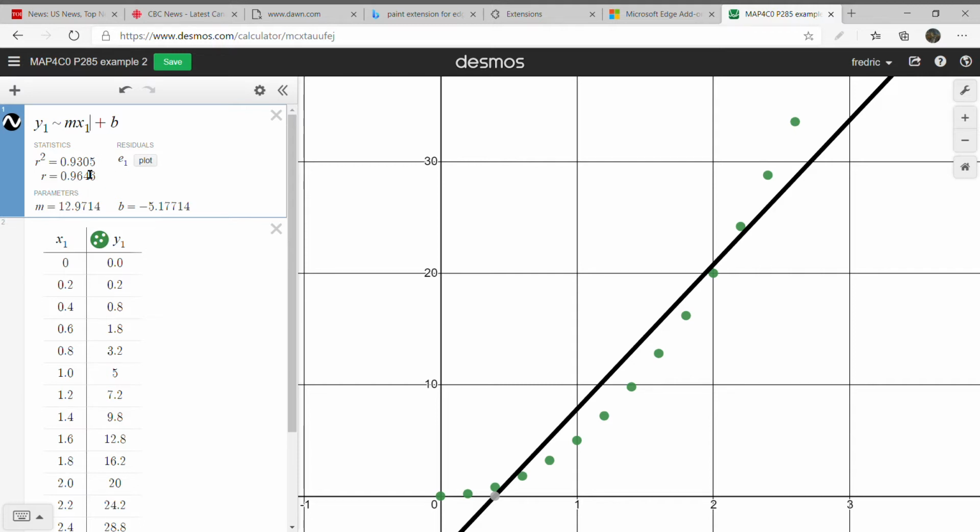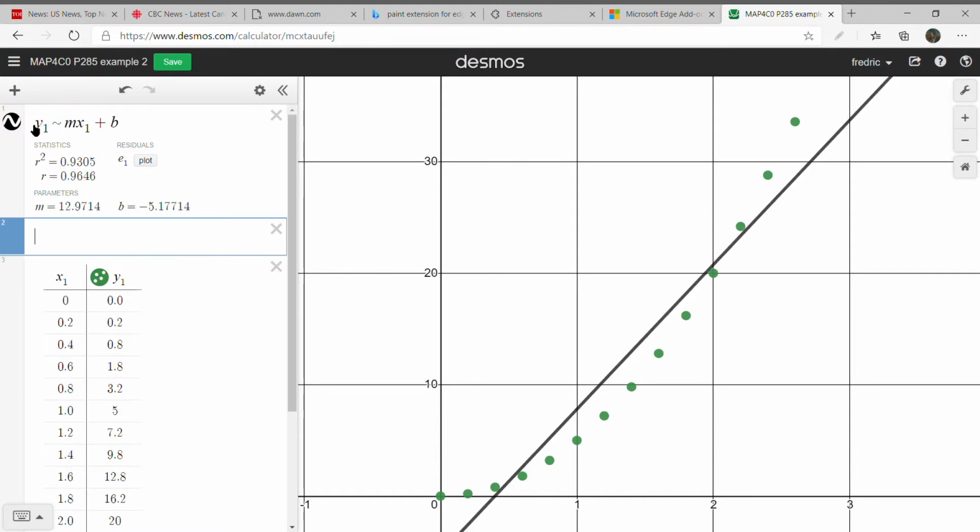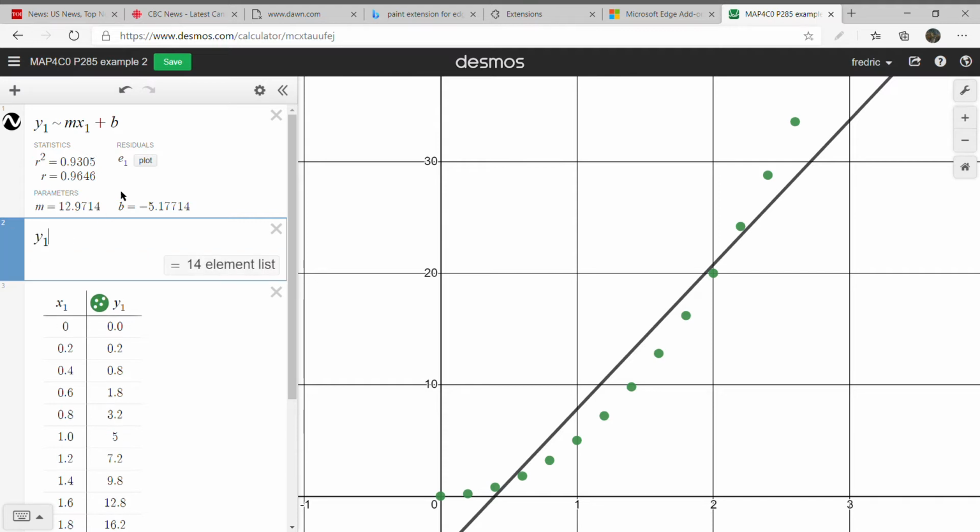It looks to us right away that it feels like a very good fit. But I'm not happy with this fit. I'm thinking maybe there is a better fit than even this one. So I'm going to try a quadratic fit. I'm going to do it the same way as I did the linear one: y1, and you enter the tilde function like that.